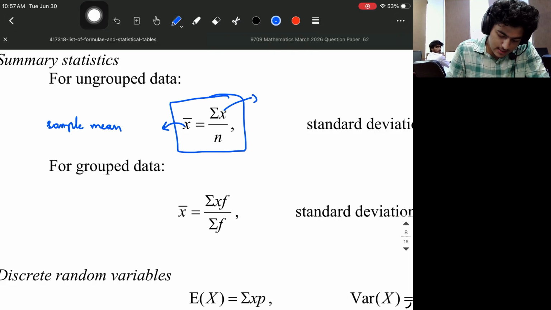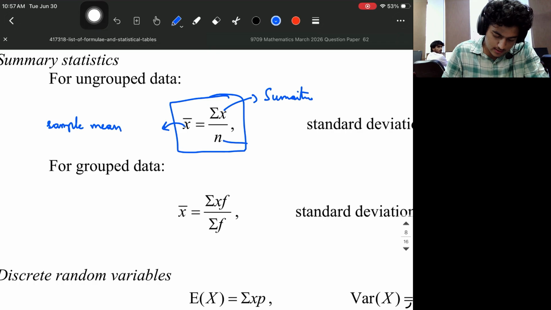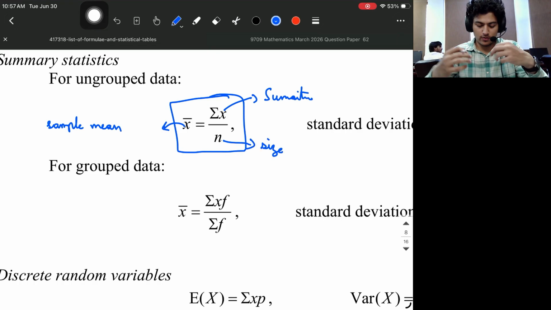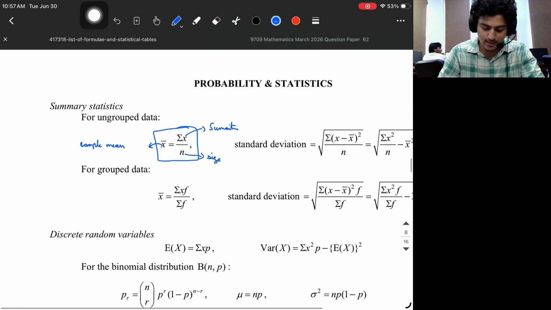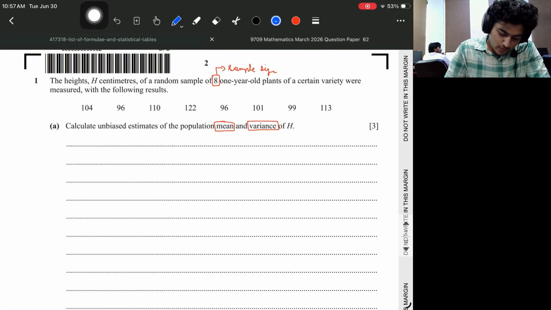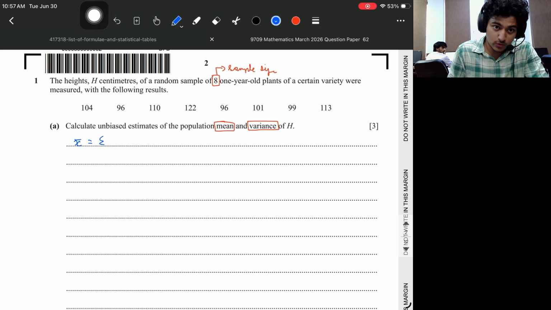This is the summation of the data, and this is your sample size, the number of samples that you've taken, which in our case over here is 8. Now, moving forward, copy down the formula, although this does not have any marks, but I'm doing it for the viewers so that you may remember this formula.